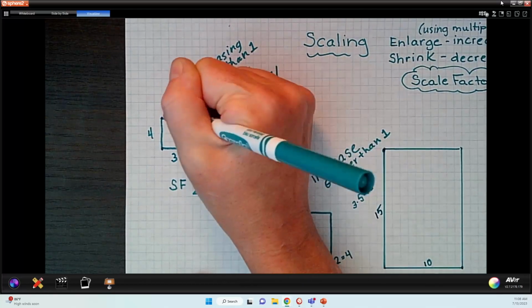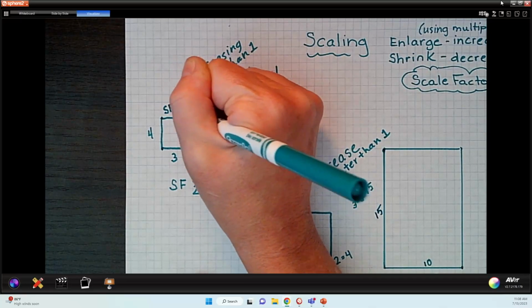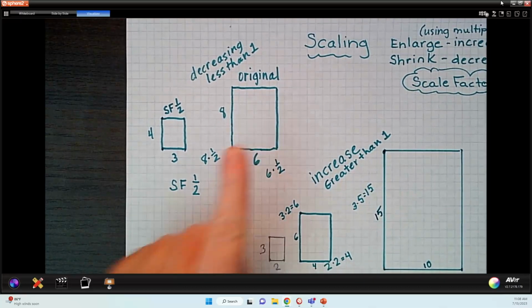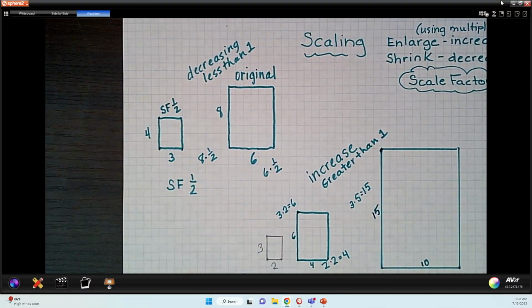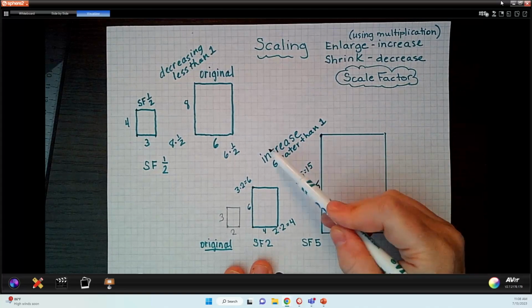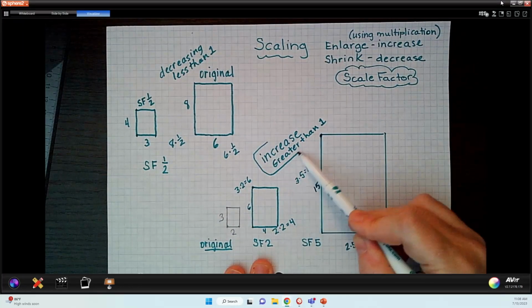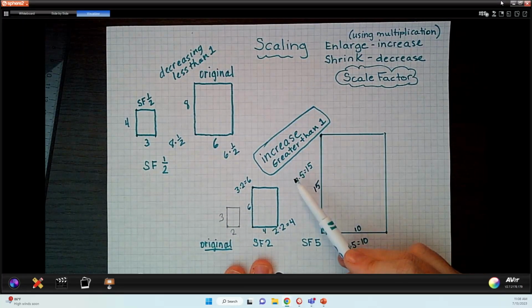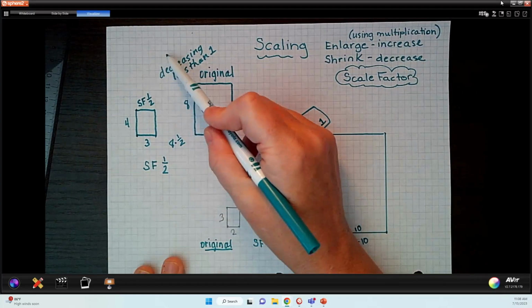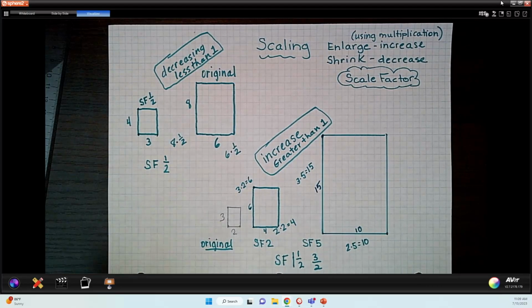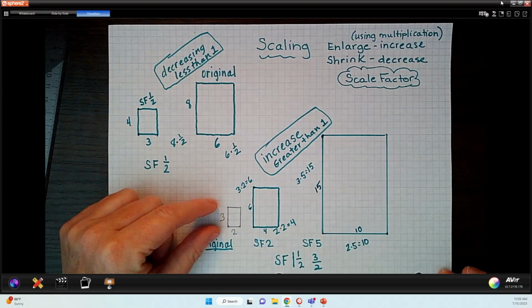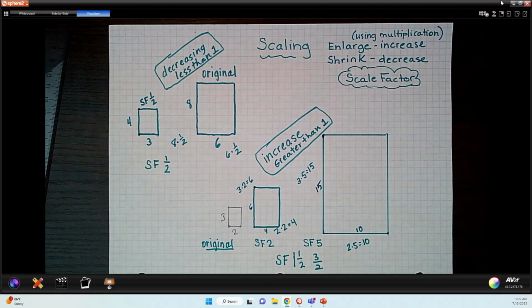Okay, so this would be using a scale factor of 1/2. I have my original, and I shrunk or decreased it using a scale factor of 1/2. The few things that we highlight with the students is that when we increase, we're using a scale factor greater than 1, and when we're decreasing, we're using a scale factor less than 1. If we have a scale factor of 1, nothing is changing, right? So if I had my original and my scale factor was 1, 3 times 1 is 3 and 2 times 1 is 2, so nothing changes.